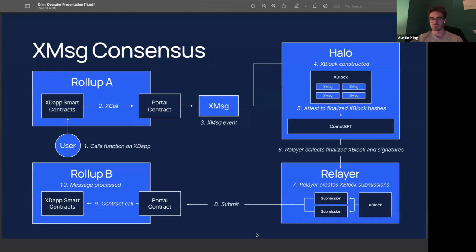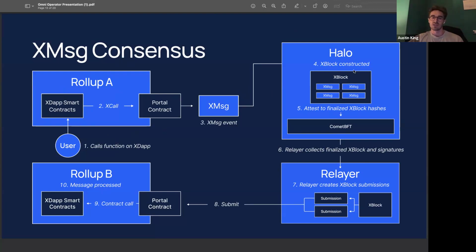Here is just an overall flow of what it looks like as messages are passed. A user makes a transaction, and some developer smart contract would receive that transaction. Let me walk through a super simple example here. Let's imagine it's a to-do list. A user is on Rollup A and wants to add something to their list that is on Rollup B. They would talk to the smart contract, which would call the portal contract. Then Omni, the network itself. Halo is the consensus client that we're running.